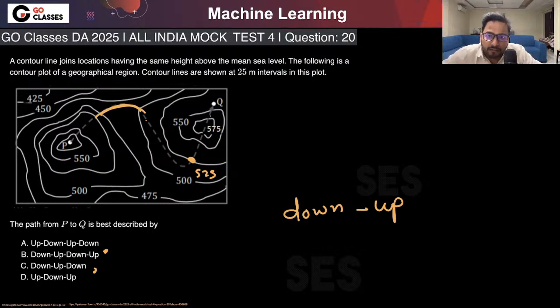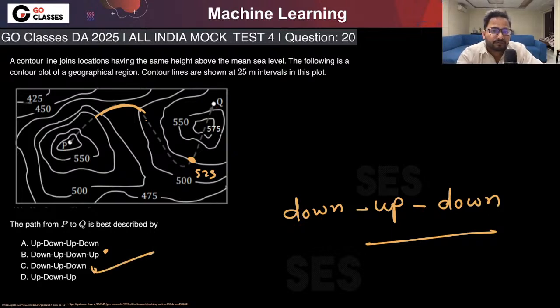And then you are going up, and then you are suddenly going down, right? At the last you are going down. So here from 575 you are going down, right? So up, down. At the last you are going down. So down, up, down. So I think C is the correct answer. Understood? Okay, let me know if you have understood.